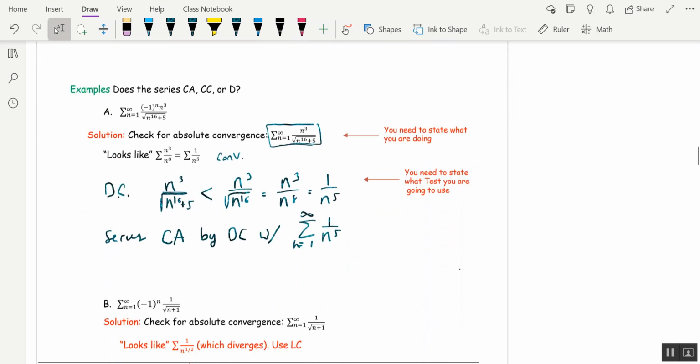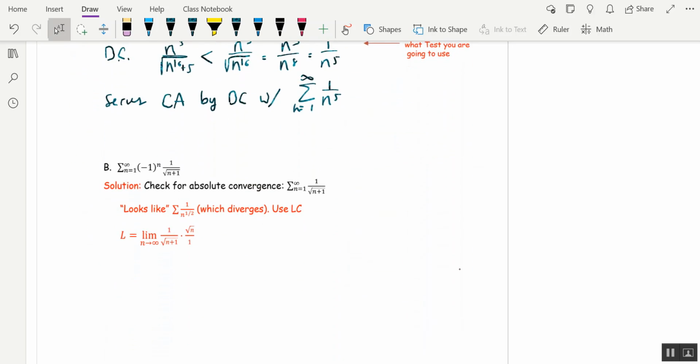Okay, now we're going to do an example of conditional convergence. So again, we start out by checking for absolute convergence. So I'm going to check this guy for absolute convergence, and I do the rule of thumb. It looks like a P series, 1 over the square root of n, and that diverges because p is less than 1. So in this case, I'm going to use limit comparison just to shake it up. So I take the limit of the terms I'm given, and I divide by the terms I'm comparing with. But again, I skipped that step and I jumped right to multiplying by the reciprocal.